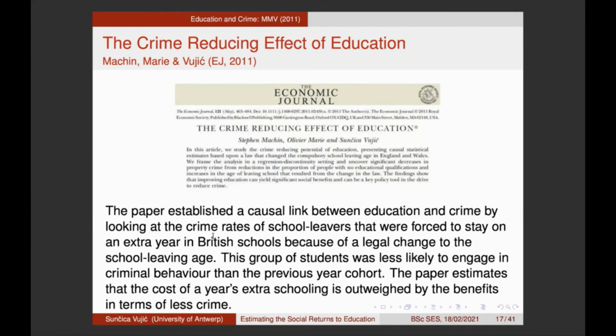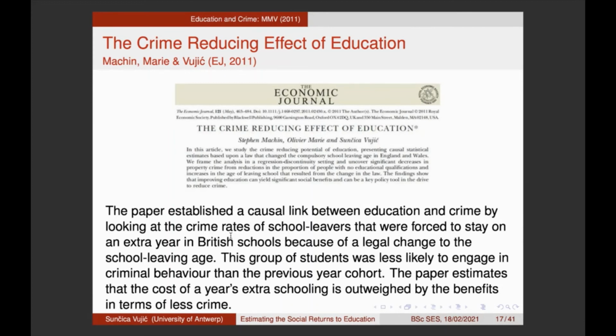So let us just see what the paper does. It establishes a causal link between education and crime by looking at the crime rates of school leavers that were forced to stay on an extra year in British schools because of a legal change to the school leaving age. So that's why I asked you if you knew what the school leaving age is in Belgium, because if you look at the history of compulsory school leaving ages across different countries, you will see that this has increased over time. So I'm not able to run an experiment where I randomly select people who can stay on in education or drop out of education, but these changes in compulsory school leaving age laws do exactly that.